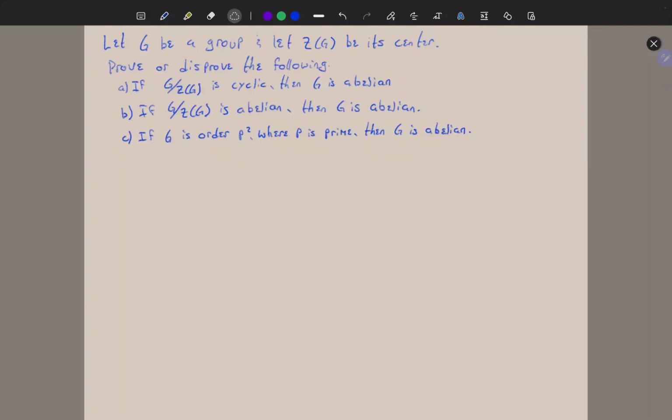Here's an algebra problem that I'm going to be providing a solution for. This is actually my second time recording this because the first time that I recorded this, there was no sound. So here I am doing this again.